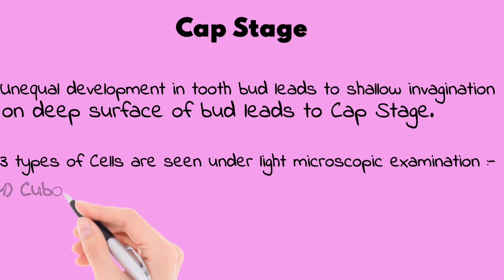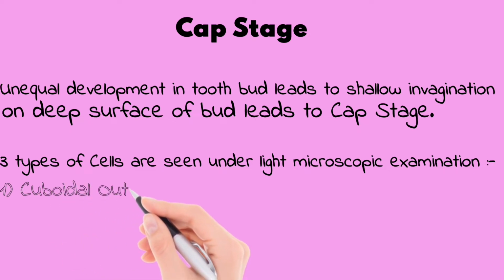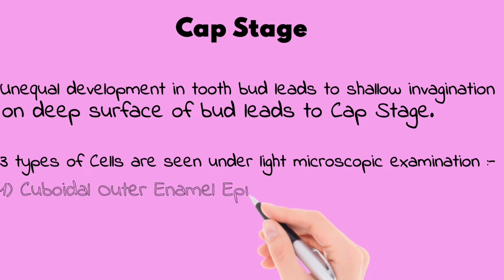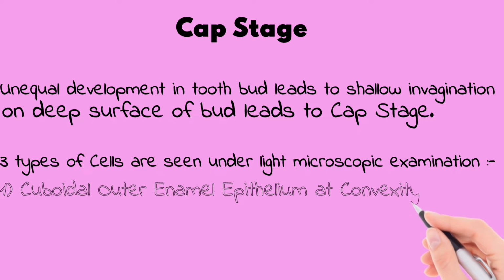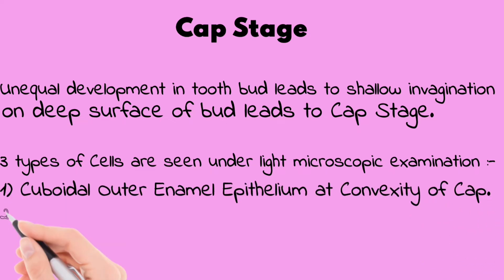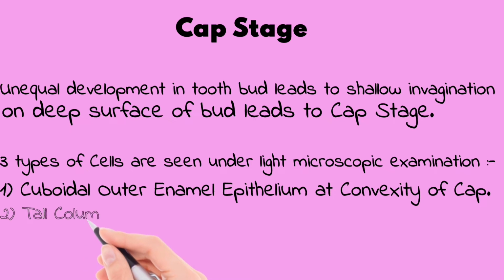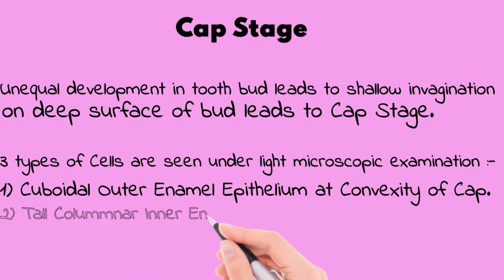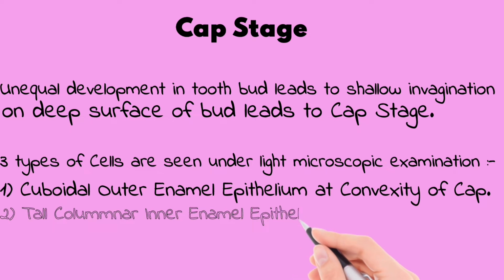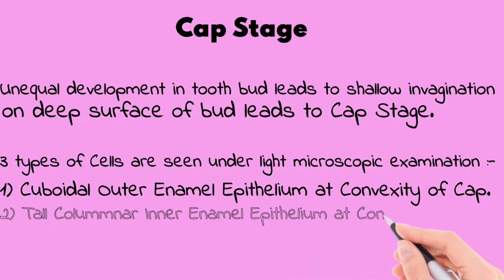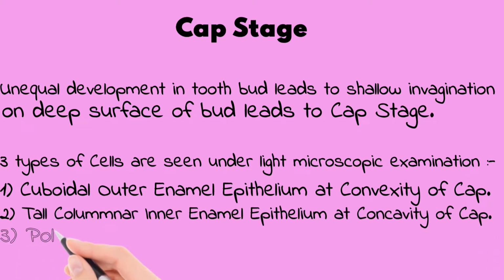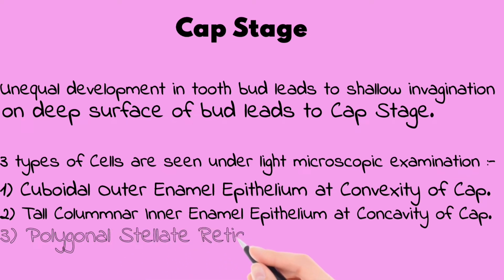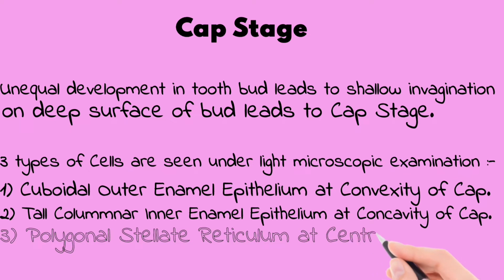First, at the convexity of the cap, there is cuboidal outer enamel epithelium. In the concavity of the cap, there is tall columnar inner enamel epithelium. And in the center of the cap there is a very special cell, the polygonal stellate reticulum. These polygonal stellate reticulum cells are star shaped cells.